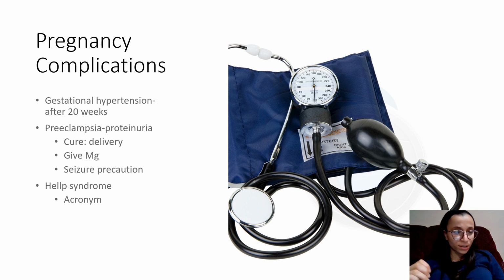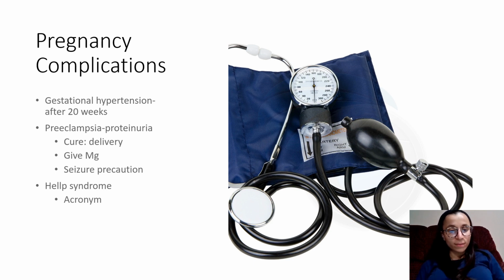and it's hypertension, no protein in the urine, just hypertension. Once they have protein in the urine with hypertension, it's called preeclampsia. It's a more severe form, and the problem is it could lead to eclampsia. Just remember, like someone seizing, eclampsia is basically when they're having seizures.